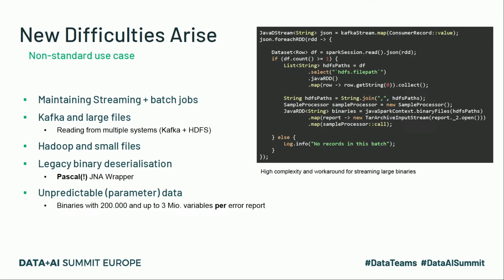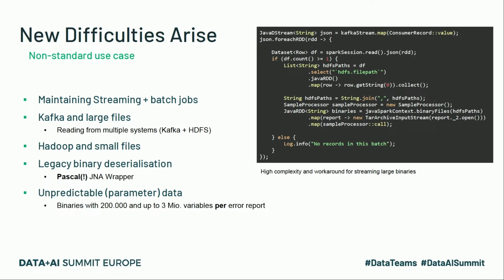And then after the Kafka and the large files problem, of course, we discovered the Hadoop and the small files problem. Because Hadoop is not really able to handle small files, we had to write a repartitioning job that takes the small files and merges them together into bigger files. And so this is kind of the opposite problem that Kafka has. Kafka likes small data and HDFS doesn't like small data. So this had to be treated.